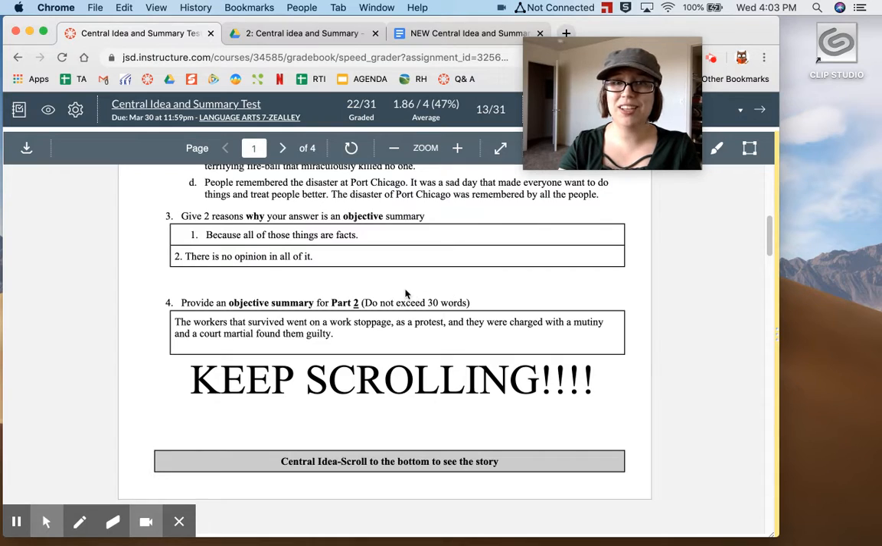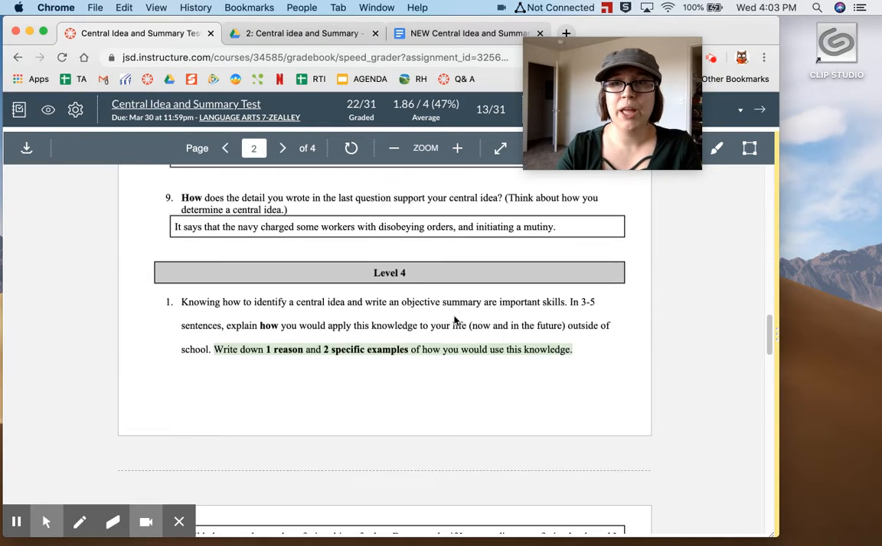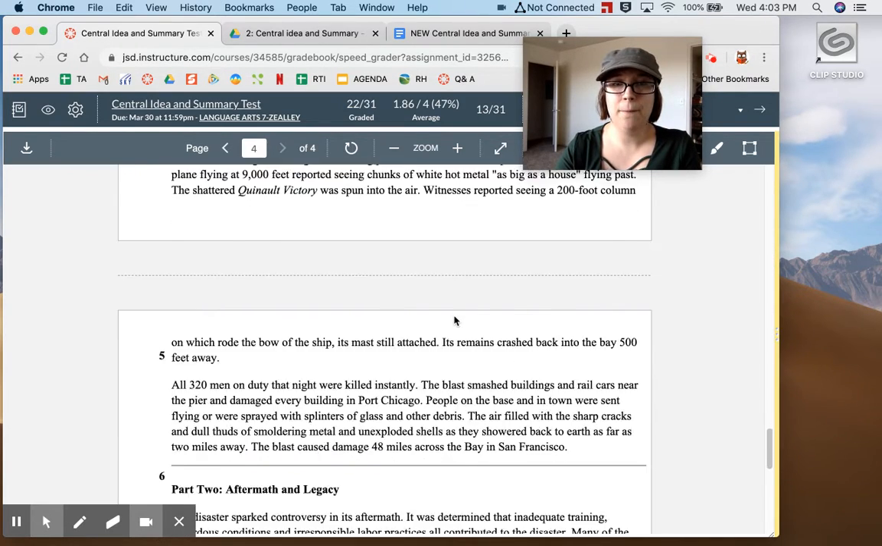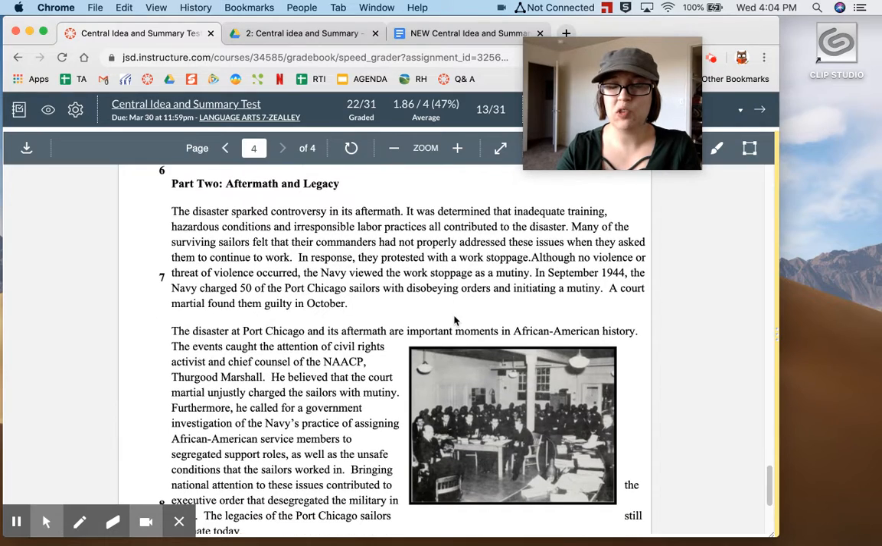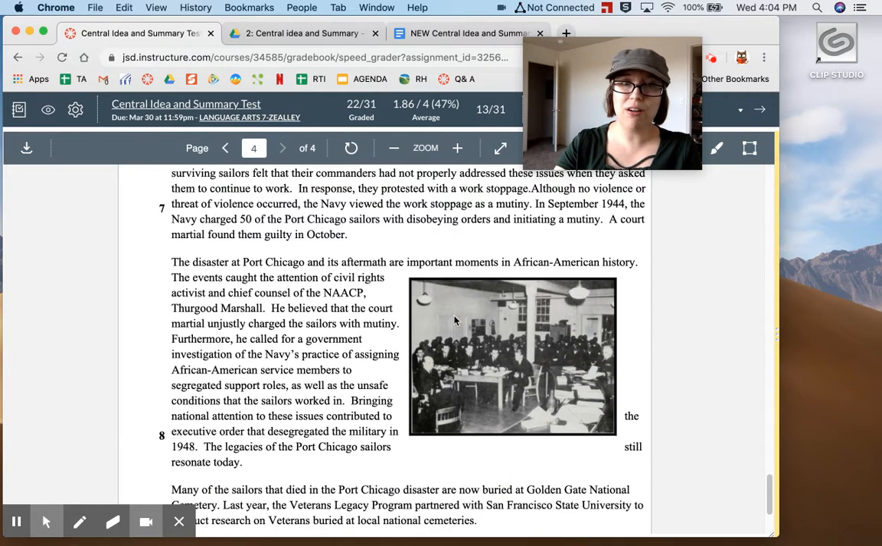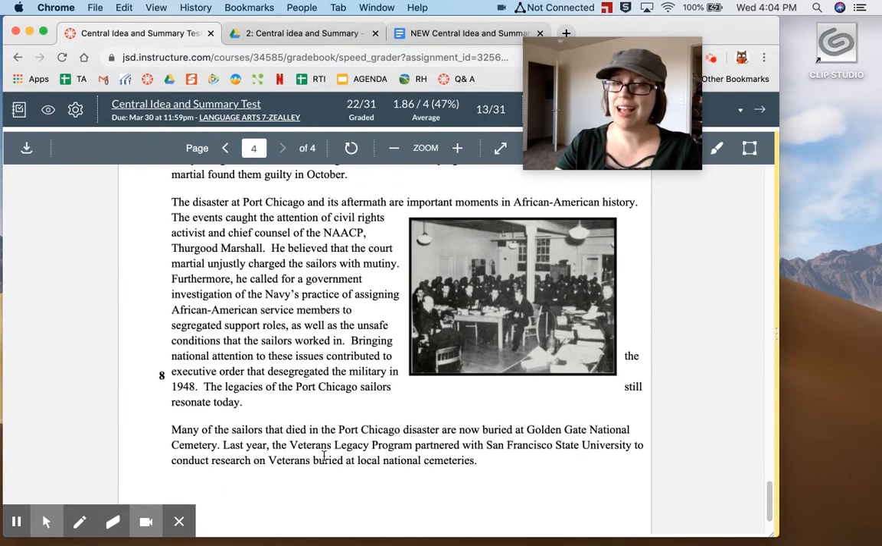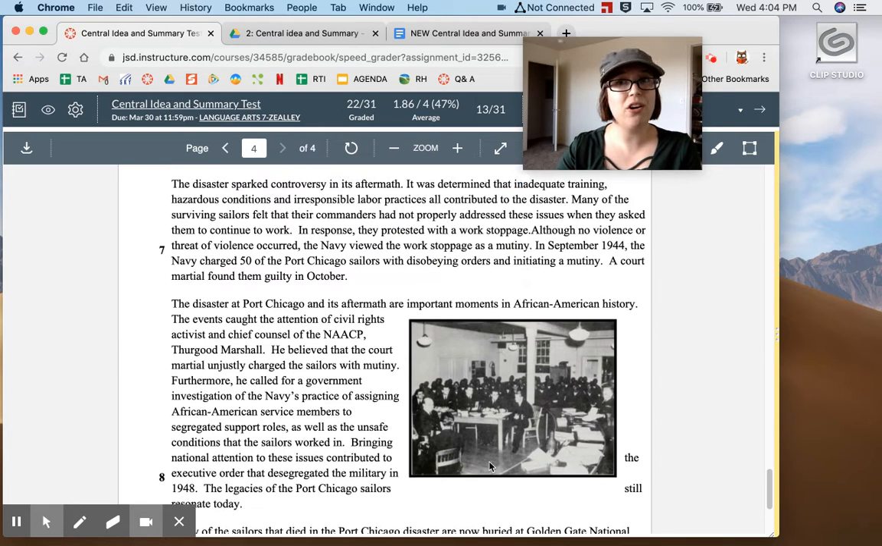And now let's look at the objective summary for part 2. Here's where most of you mixed up. You did not read part 2. Some of you didn't even read part 1, and that's why you got those first ones wrong. But you have to read all of the article that I give you if you're going to find the central idea. Shocker, I know. 3 paragraphs here. Don't just read the last sentence and assume that's what all 3 paragraphs are about.